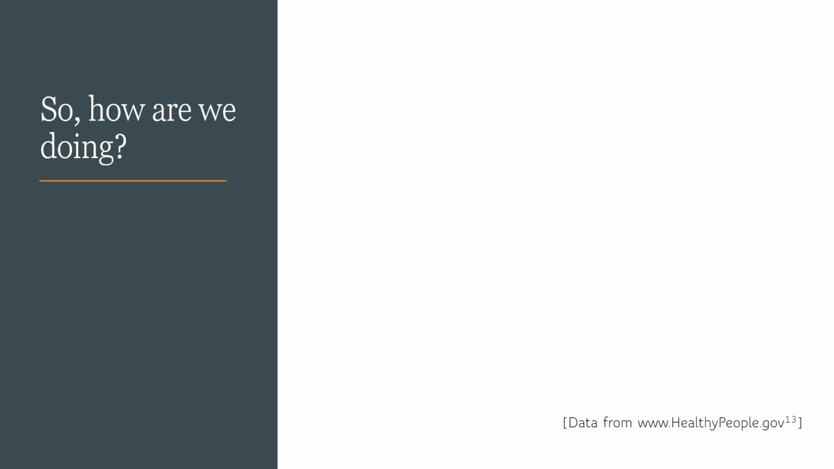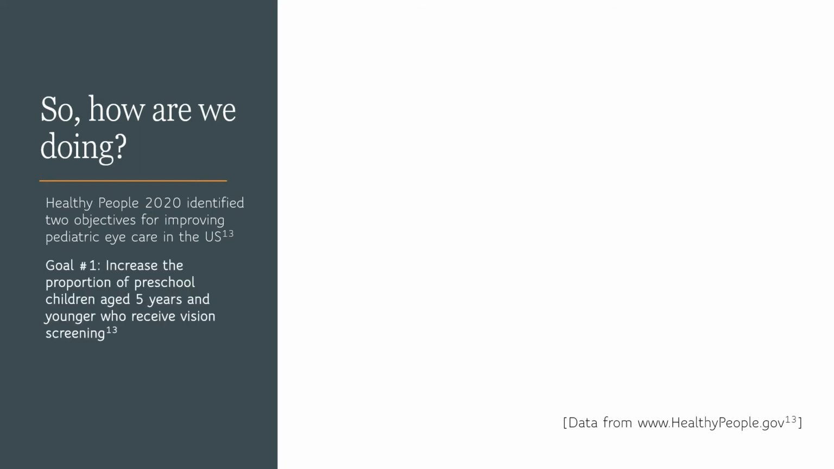Healthy People is a national initiative program running through the Office of Disease Prevention and Health Promotion that provides science-based 10-year national objectives for improving the health of all Americans. Healthy People 2020 identified 2 objectives for improving pediatric eye care in the United States. Goal number 1 was to increase the proportion of preschool children aged 5 years and younger who received vision screening. In the upcoming graphs, the dotted red line represents the goal of screening 44% or more of children.